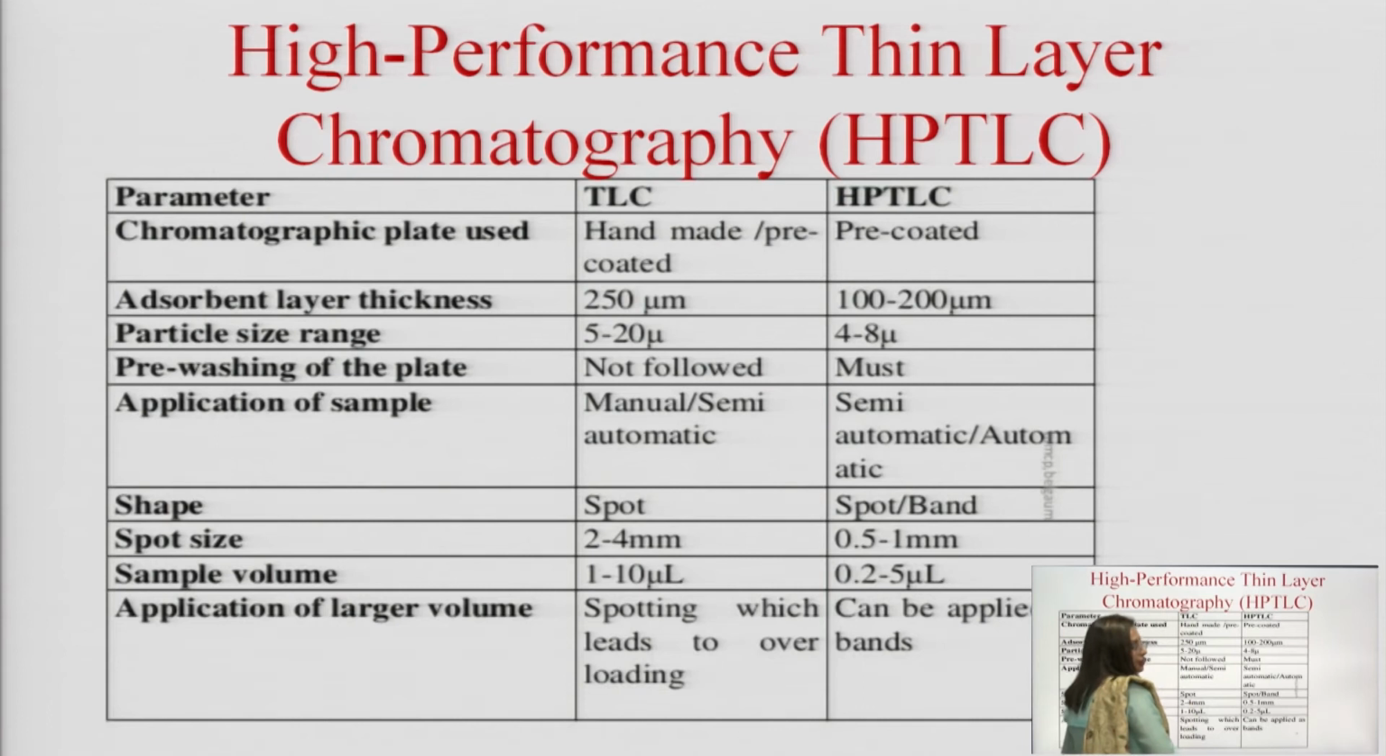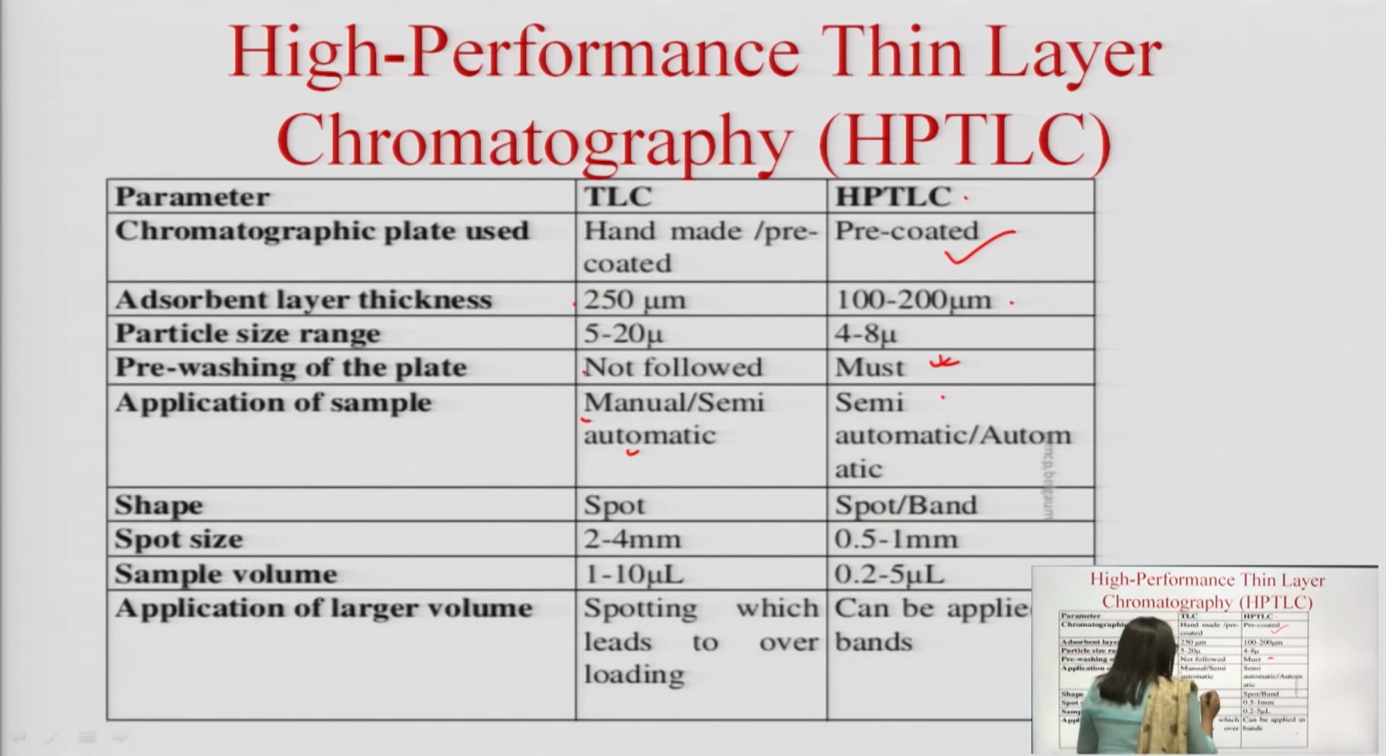So, here is a comparison between the TLC and HPTLC, as plates in HPTLC are only pre-coated. They have this adsorbent at 100 to 200 micrometer thickness, while it is 250 micrometer in thickness in TLC. Pre-washing of plate is not done in case of TLC, but it is a must in case of HPTLC. Application of sample is done manually in TLC, or semi-automatic devices can be used. Here only the application could be done under a semi-automatic or automatic device.